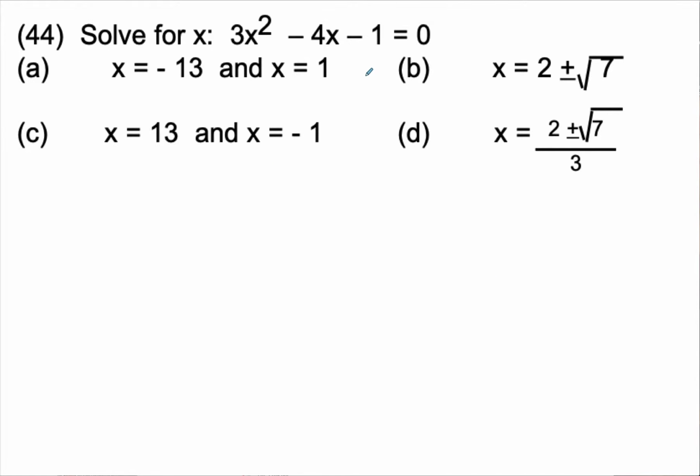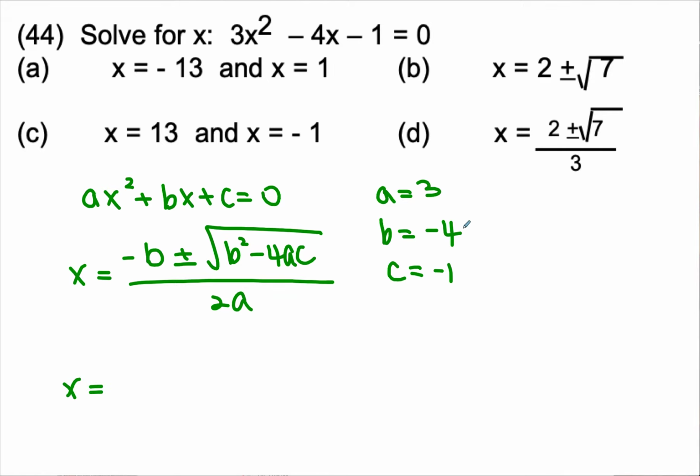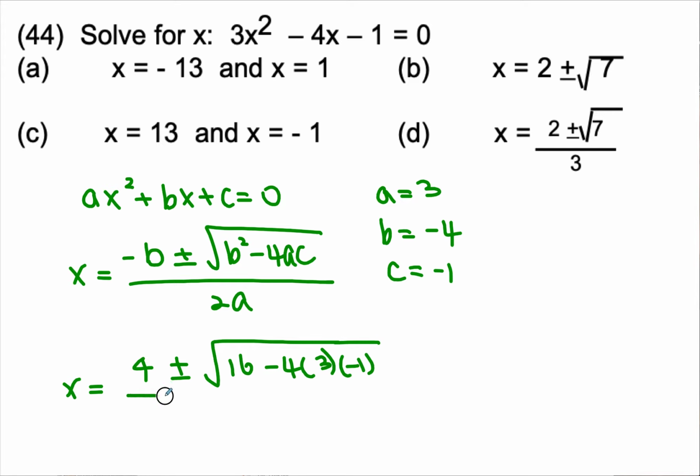Number 44. So in this case, I'm not sure if this one is factorable, so I'm going to use the quadratic formula. The quadratic form is ax squared plus bx plus c equal to 0. In this context, x should be equal to negative b plus or minus the square root of b squared minus 4ac, all over 2a. Now in this case, we realize that a equals 3, b is equal to negative 4, c is equal to negative 1. Therefore, x should be equal to negative of negative 4, which becomes 4, plus or minus the square root of negative 4 squared, which becomes 16, minus 4 times a, which is 3, times c, which is negative 1, all over 2 times a, which is 3.